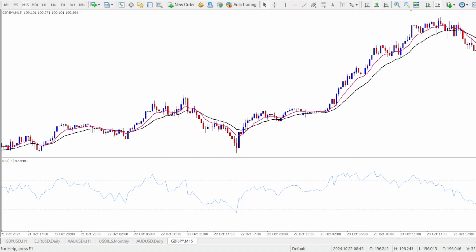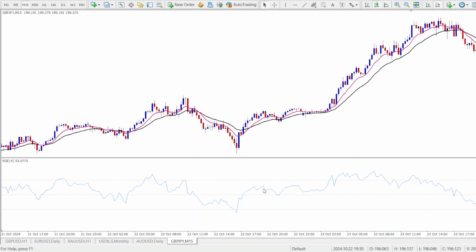Now when you have the bullish crossover from the MAs and you have the RSI above the 50 level but below the 70 level, as you can see, that's what happened here. It's above the 50 level but below the 70 level. It can signal a buy.